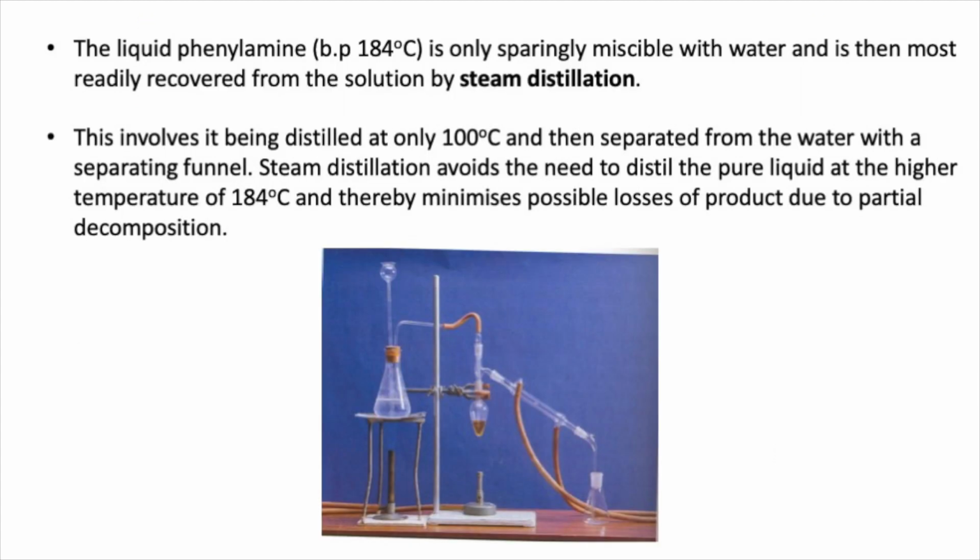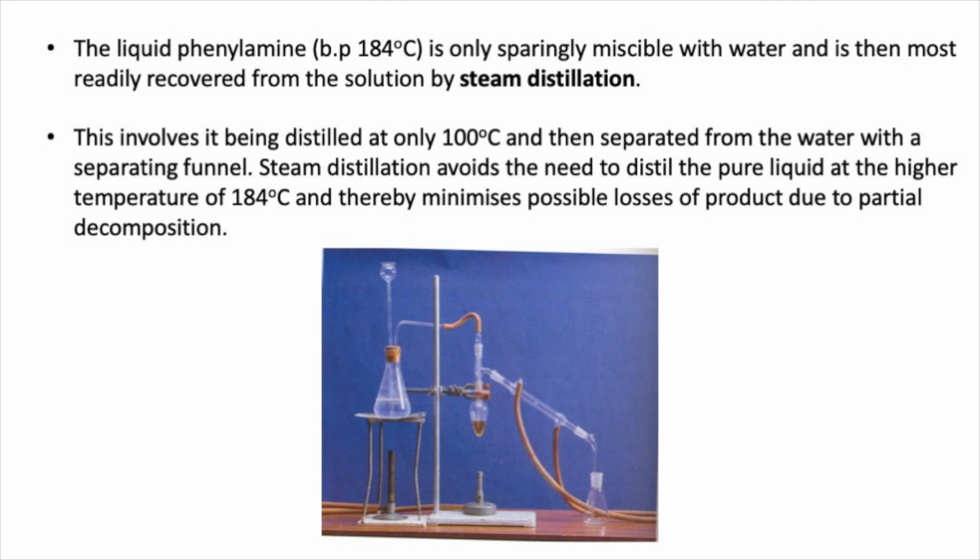Now, the liquid phenylamine has a high boiling point. It boils at 184 degrees C, and it's only sparingly soluble in water. And this means that a technique called steam distillation can be used to recover it from the solution. Steam distillation involves it being distilled at only 100 degrees C, and then it's separated from the water with a separating funnel, because the phenylamine doesn't dissolve that well in water. That's why a separating funnel can be used to separate it from the water.